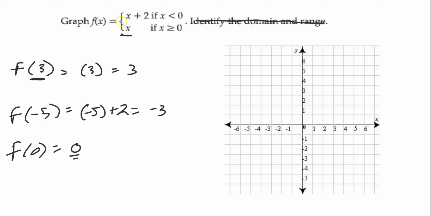So let's graph this one first, x plus 2. What I like to do is make it dotted. So we're going to graph x plus 2. So the y-intercept is 2. And then the slope is 1 over 1. So I'm going to go up 1 over 1. So my graph's going to look kind of like this.